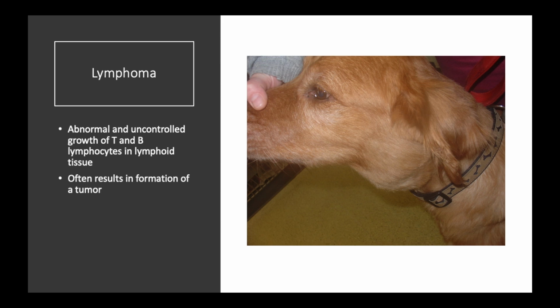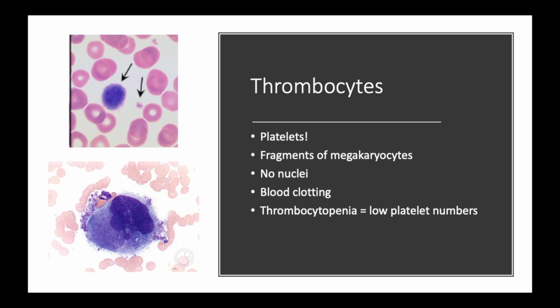Lymphoma is a condition I'm sure you've heard of before. This is an abnormal and uncontrolled growth of T and B lymphocytes in lymphoid tissue. It often results in the formation of a tumor or swelling of the lymph nodes around the body. Lymphoma is a huge complex topic. There are so many different forms of lymphoma, so that's definitely worth investigation if you have an interest in that.